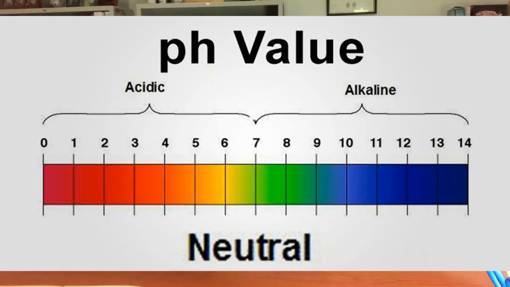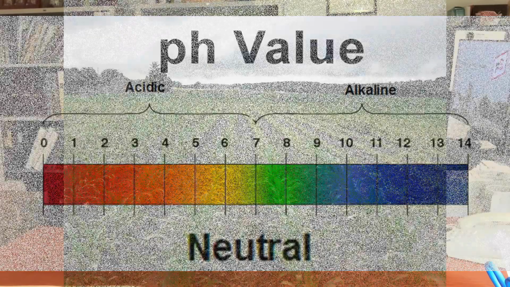Most crops grow best in the slightly acid range of about 5 to 7. Legumes like alfalfa and soybeans need soil pH in the upper end of this range, about 6.5 to 7.